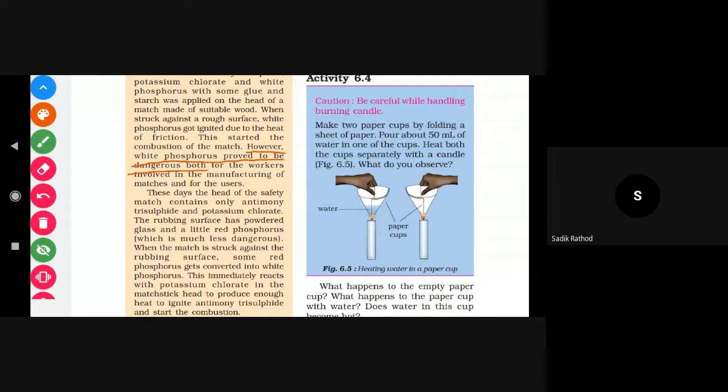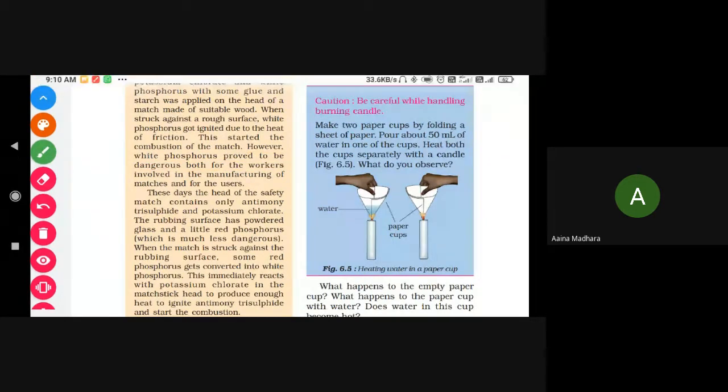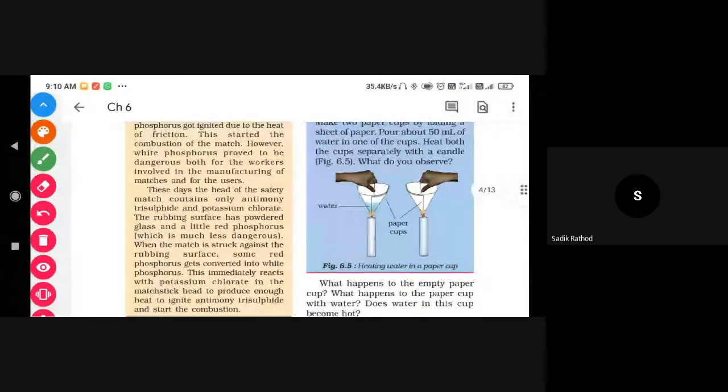Can you read the line I am marking on the screen? Yes, ma'am. However dangerous, but for the workers involved, of the workers. Which substance is mentioned here? Dangerous. White phosphorus. Yes, white phosphorus is the answer. Okay, ma'am. White phosphorus was proved to be harmful for the workers and the manufacturers. Also, white phosphorus was used to make matchstick.